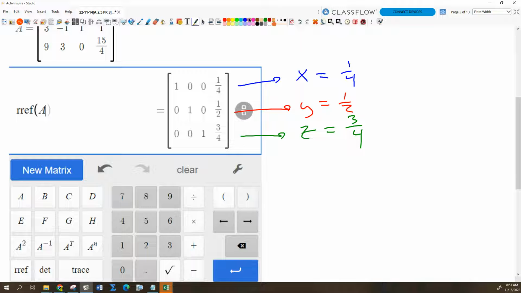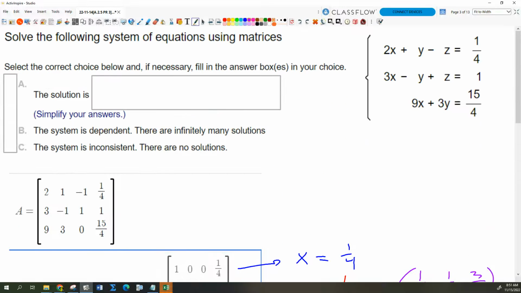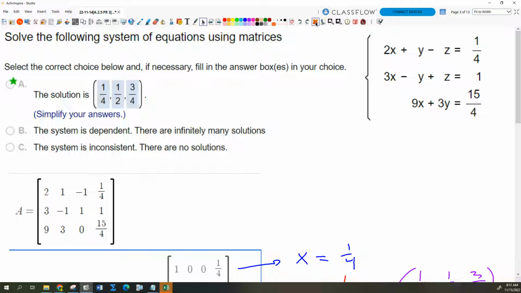So what's that mean then? Well, it means that we have the answer, right? The ordered triple is going to be 1/4, 1/2, 3/4. How about that? Amazing, huh? That's good. So if we go up here, let's just check our answer. What do we choose? Well, we're going to choose option A because we do have a solution, and there's our ordered pair.